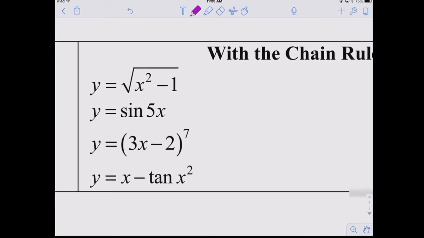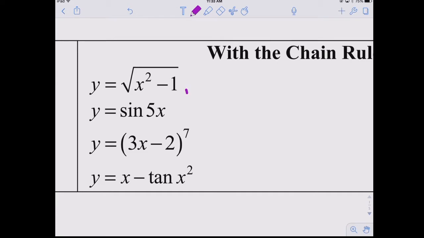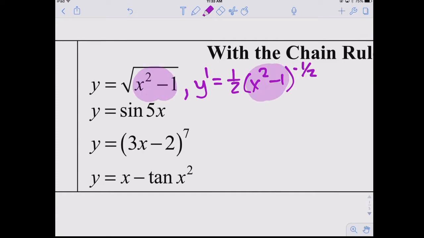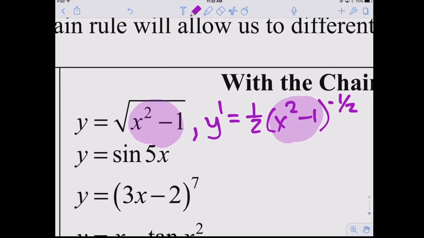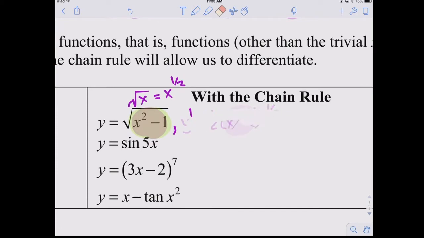With the chain rule, though, we can find derivatives of these. Let's try them. Y prime is 1/2 (x squared minus 1) to the negative 1/2. But does that work? No, because you know why? If this were just the square root of x, that would be x to the 1/2. Then it would just be 1/2 x to the negative 1/2. But what's different about this one is it's got a function inside of a function. Instead of just plain old x on the inside, it's another function of x, x squared minus 1. So we'll need the chain rule for that.